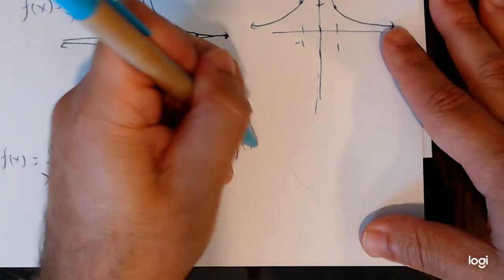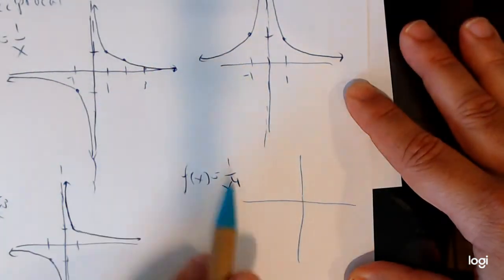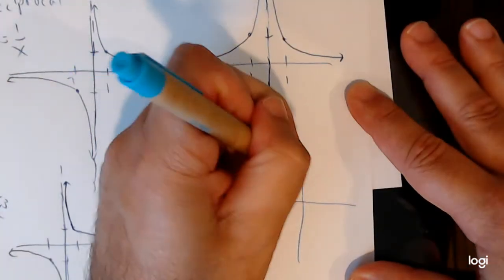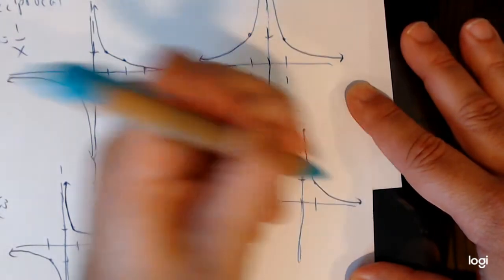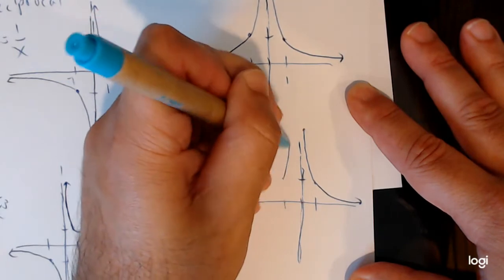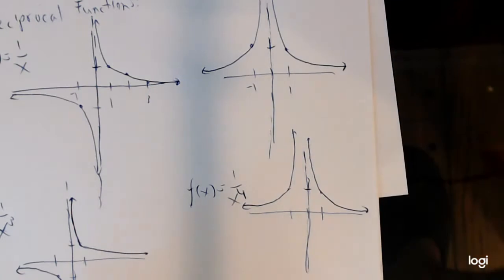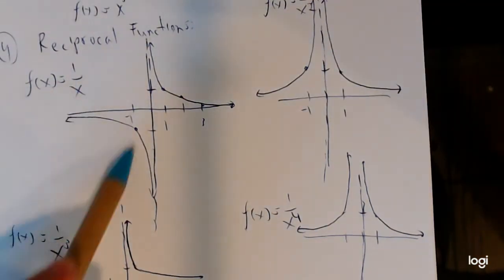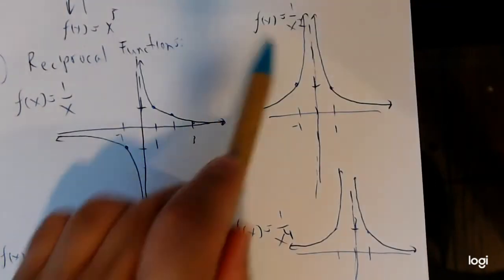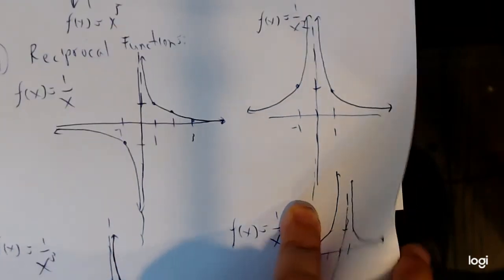How about f of x equals 1 over x to the 4th? It would look identical to 1 over x squared, except the only difference is since there is a higher power, it would increase faster and decrease faster than that. Okay, but other than that, anytime we have a reciprocal function, 1 over x to an odd power will look like this. 1 over x to an even power will look like that. Okay, so that's kind of what our reciprocal functions look like.